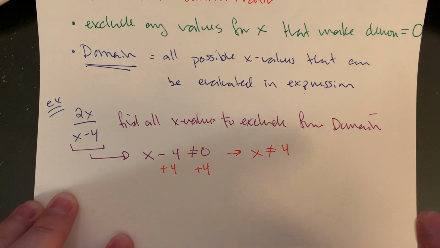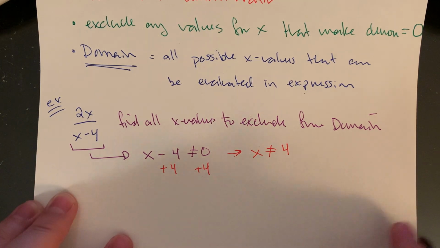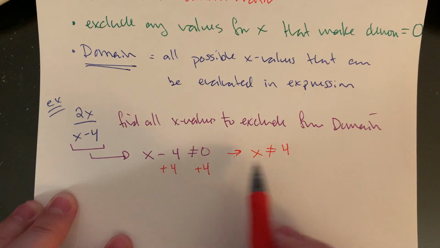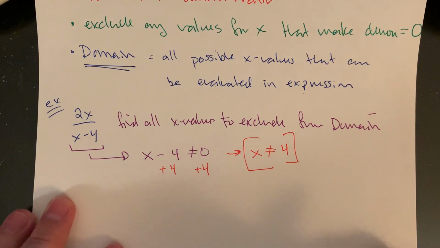essentially a quote-unquote kind of solved version of this exclusion equation, right? X is not equal to 4. So if x minus 4 can't be 0, that means by itself x cannot equal 4. And that's going to be our restriction. It's the only one we've got, right?